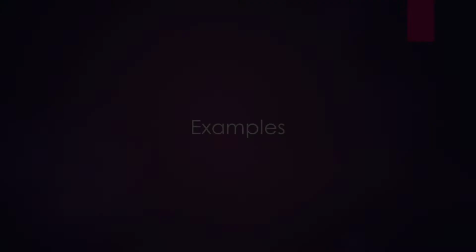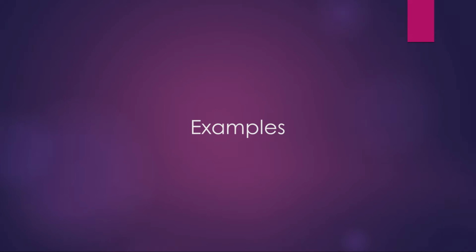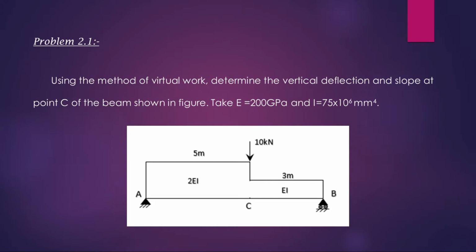Let us see some solved examples based upon this virtual work method or unit load method. Let us consider a stepped beam of span 8 meters. 5 meters is between A and the loaded point C, and 3 meters between C and B. It is given in the problem. The load is acting at the junction, that is at C. Values of E and I are given. Our aim is to find the vertical deflection at C by the virtual work method or unit load method.